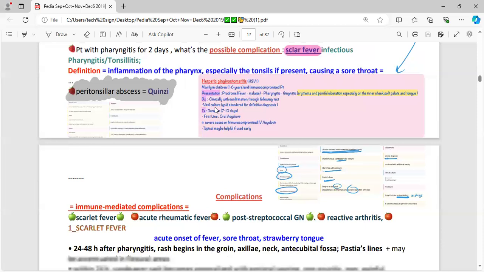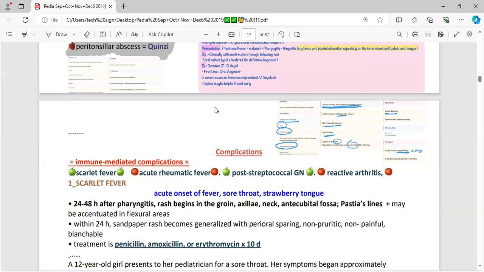Peritonsillar abscess, which we also call quinsy, we used to study in ENT. What is quinsy? Quinsy or peritonsillar abscess, what was it? It is pus, the name indicates peritonsillar abscess. There would be a collection of pus in the peritonsillar space between the tonsillar capsule and the superior constrictor muscle. There would be a pocket of pus.